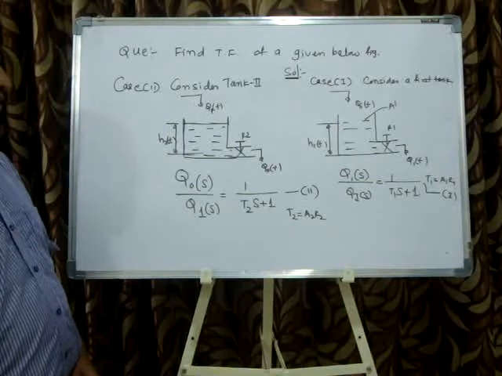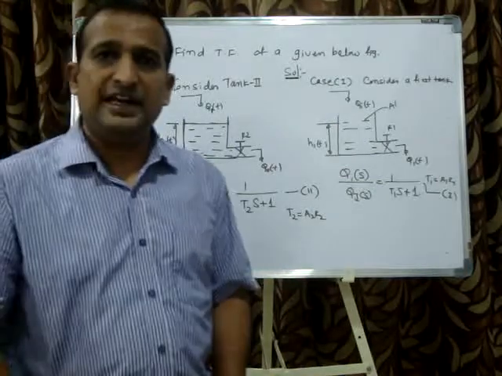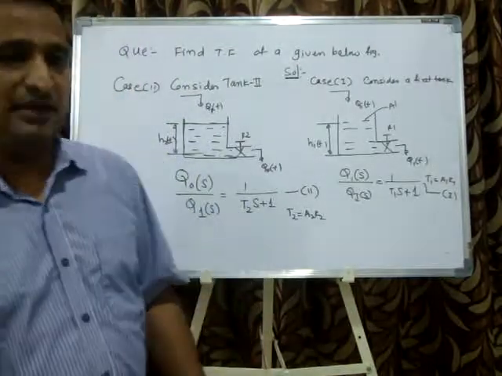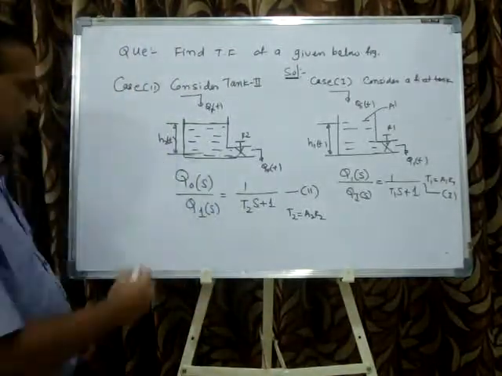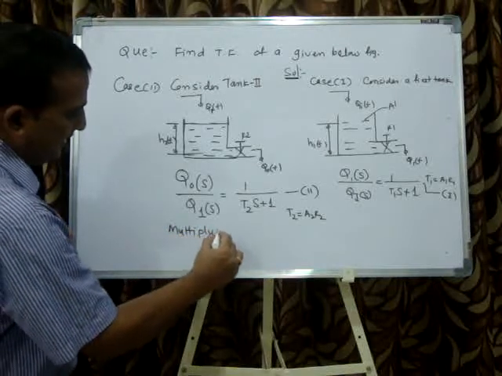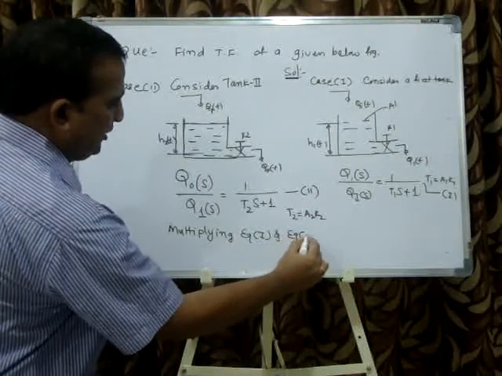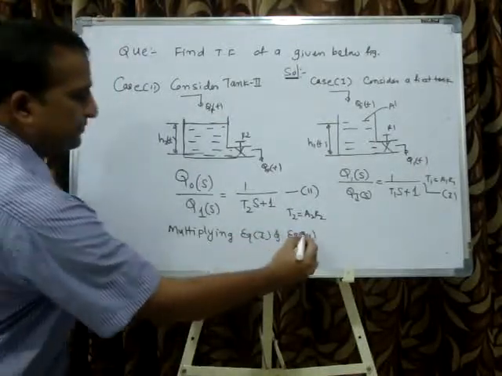Now what do I have to do? I have to multiply equations 1 and 2. You'll get the answer, very simple. So now I'll write, multiplying equation number 1 and equation number 2.